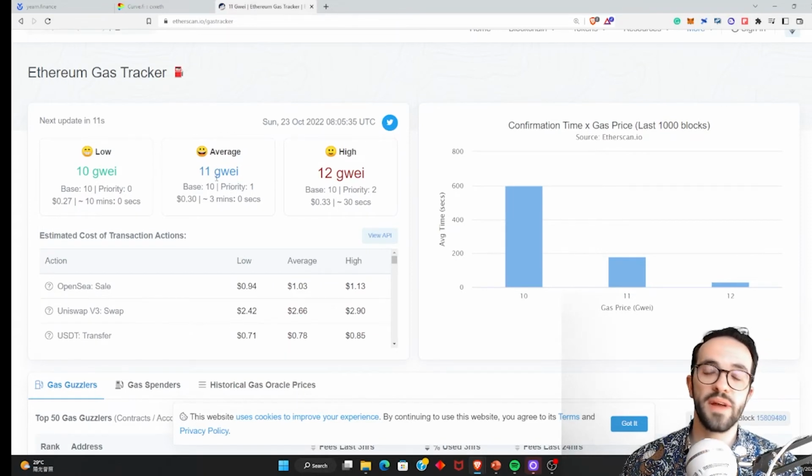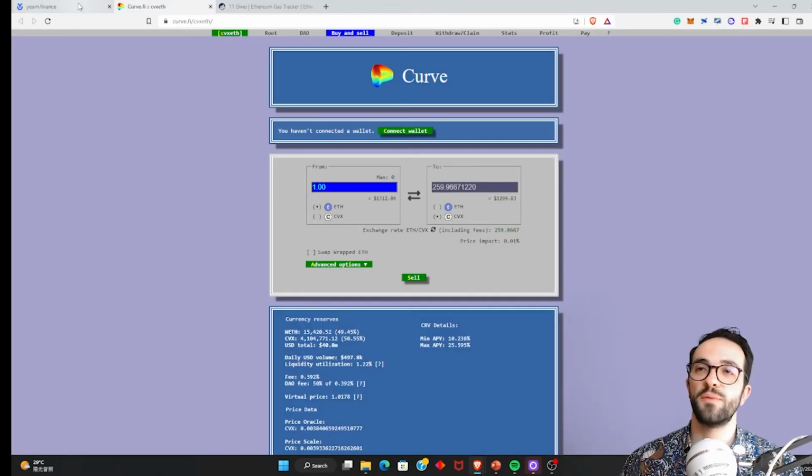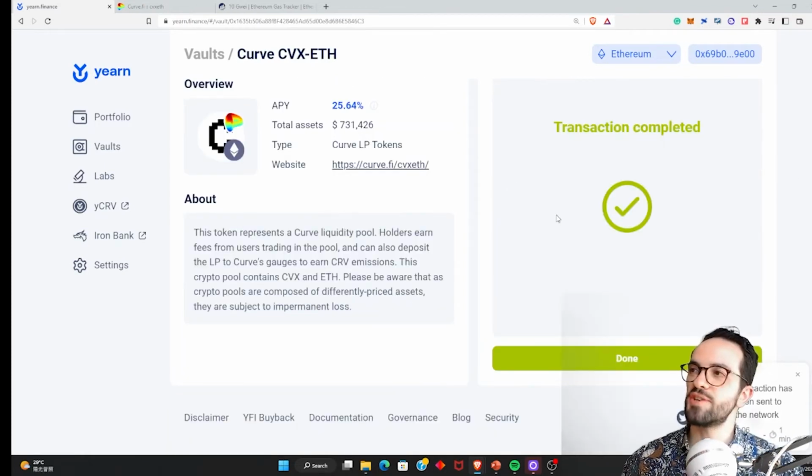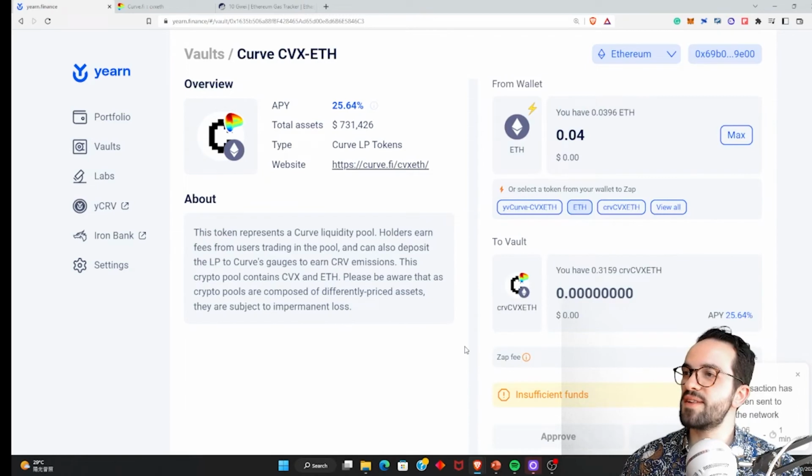Now it's pretty low. 11 Gwei is pretty low, but if this was over 40 or 50 Gwei, I'd prefer to wait until we have lower gas fees, because otherwise whatever the rewards from Yearn Finance are going to be taken away by the fees that you pay to the network. Awesome. So we have here transaction completed, done.